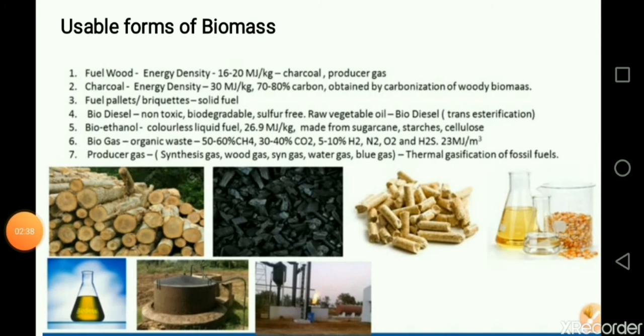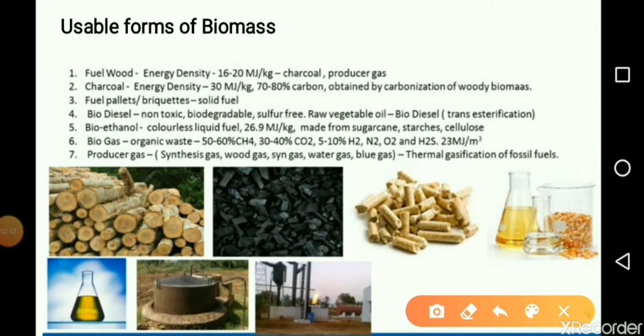Here the charcoal is somewhat higher in energy density, that is 30 megajoules per kg. It means if you take 1 kg of charcoal and 1 kg of fuel wood, the energy produced from the charcoal is almost double that of fuel wood, because it contains 70 to 80% carbon. This charcoal is obtained by the carbonization process of woody biomass, that is the raw biomass, and it can be used in specialized applications in industries because it contains high carbon and low sulfur content.